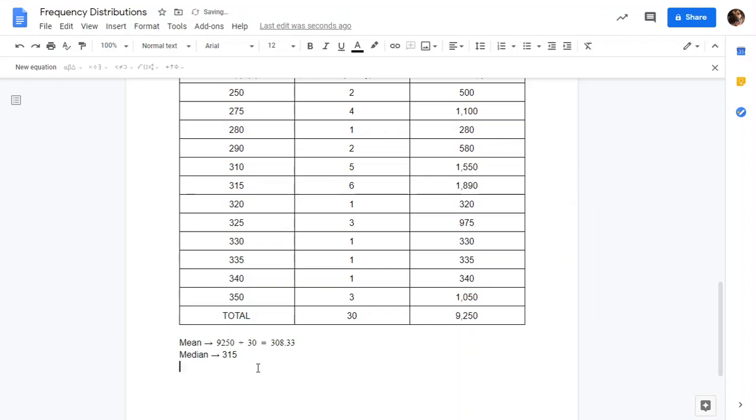And then finally, we didn't talk about it in the last video, but mode is the data value that shows up the most. And if we look here, it looks like this 6 is our mode. Everything else shows up 5 or fewer times. So our mode is also $315.